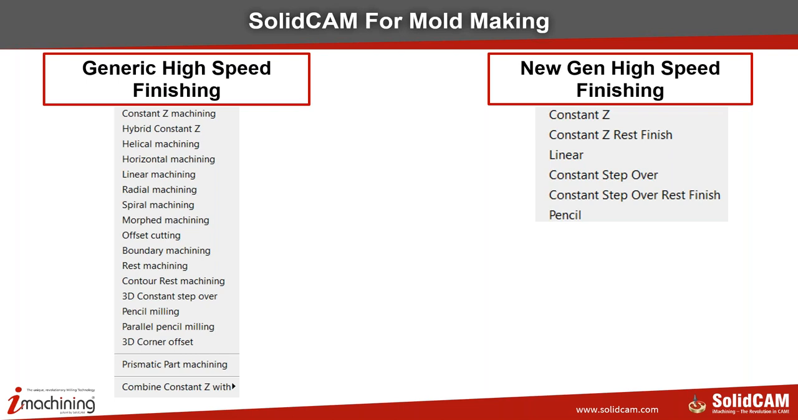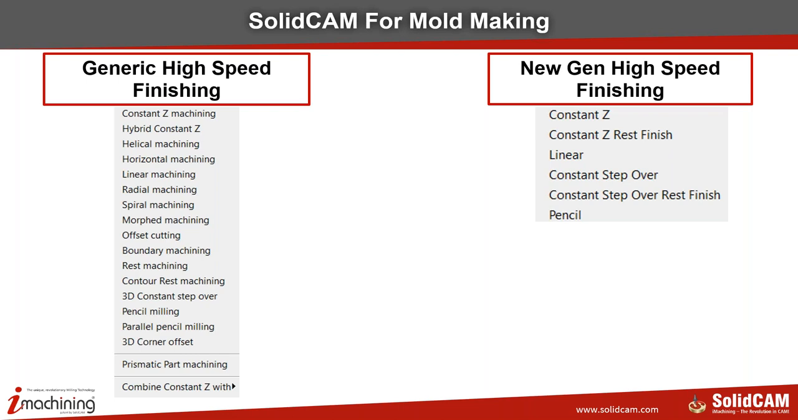And you can look at the strategies that we support for mold and die making for high-speed machining, like constant Z, hybrid constant Z, helical, horizontal, linear, radial, spiral, morphed, offset, boundary machining, rest machining, contour rest machining, 3D constant step over, pencil milling, parallel pencil milling, corner offset, prismatic part machining, and then we combine constant Z with either linear, horizontal, or constant step over. So we have got tons of strategies to work.